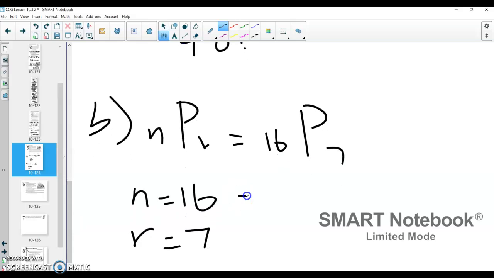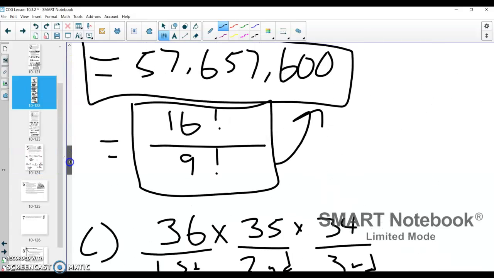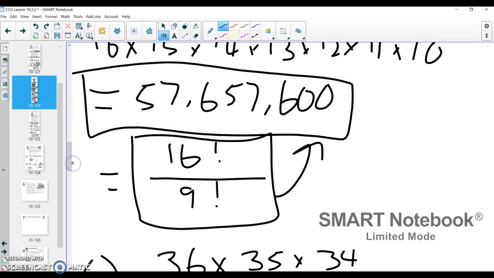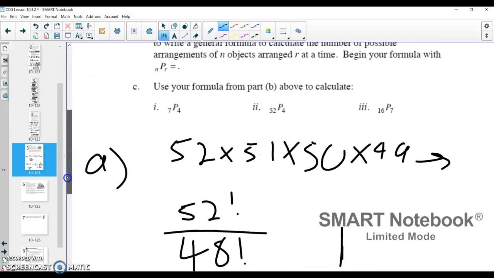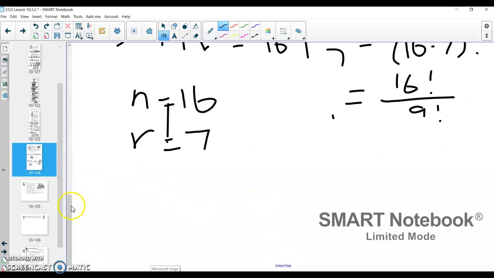What that means is that this would be 16 factorial over (16 minus 7) factorial. If I reduce that down, that's 16 factorial over 9 factorial, which is what I actually got for the answer to part B. Again, it's your number of choices over your number of choices minus the decisions being made. It's a formula that works for every permutation we do.